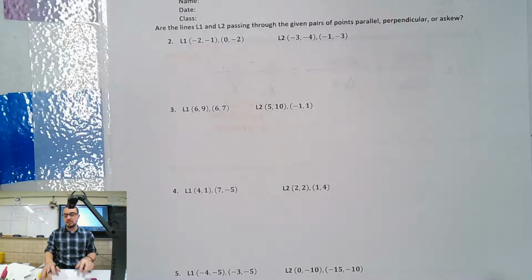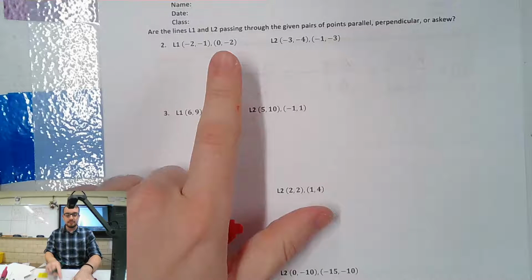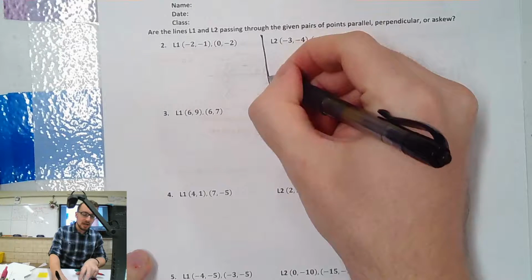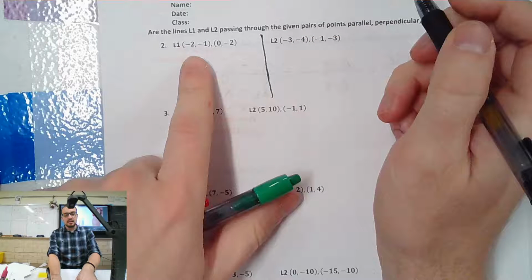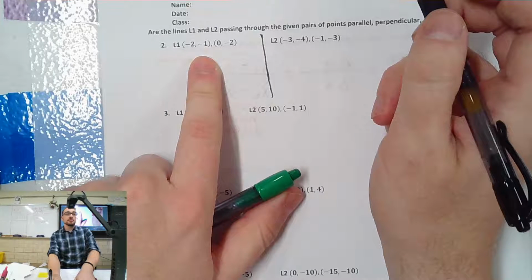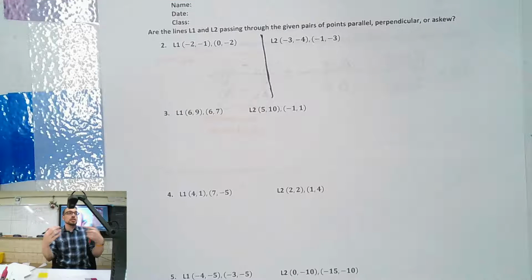All right. So what we're going to do now on the next page is find the slope of these two lines. This line is the line between these two points, okay? So, how do we find the slope? Well, it's the change in vertical over the change in horizontal, right?